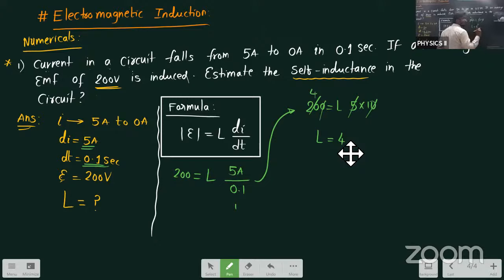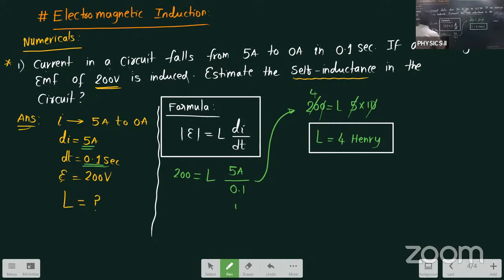You should write the units. If you do not write the units, you will lose the mark. L equals 4 Henry. So this is the end of this answer. For this answer, you will get 4 marks. This question is for 4 marks.